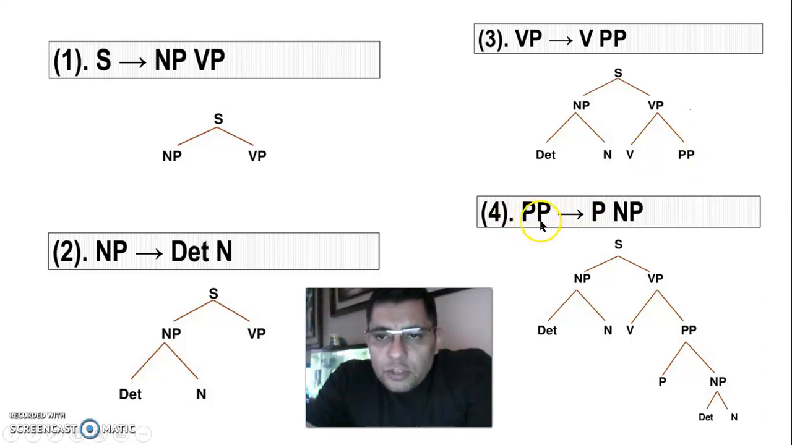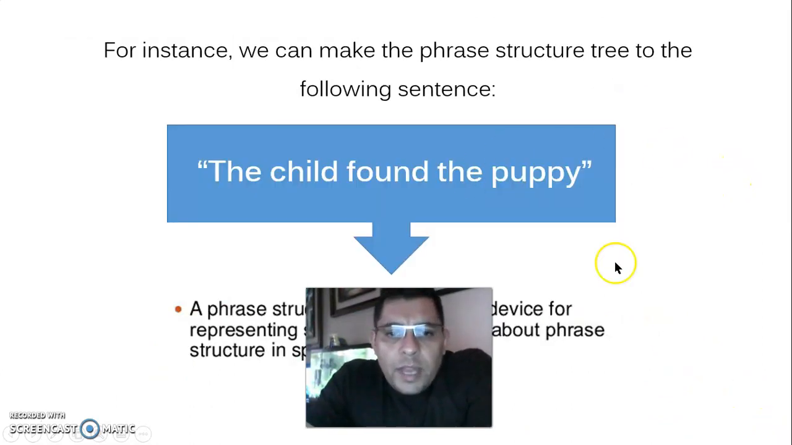Then in the prepositional phrase, we have a preposition and we have a noun phrase. For example, the ones that I gave you before. I want to go to the university. Want will be my verb. Go will be my verb. To would be my preposition, and the university will be my noun phrase. Now here we have another example.